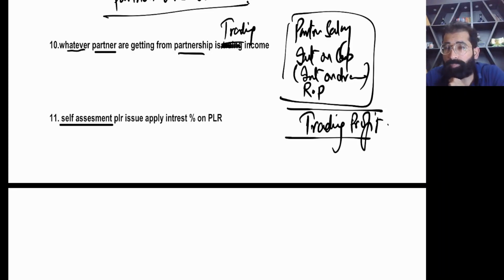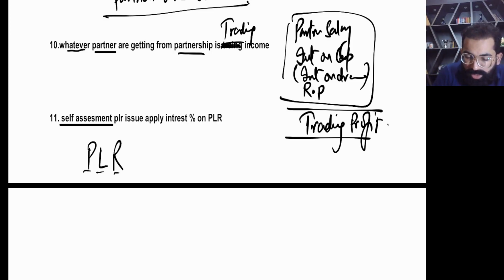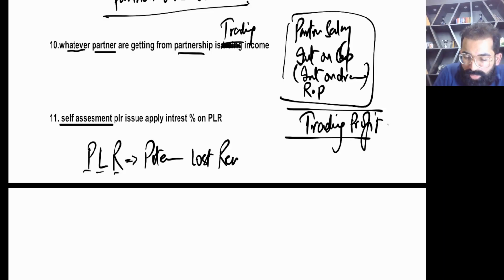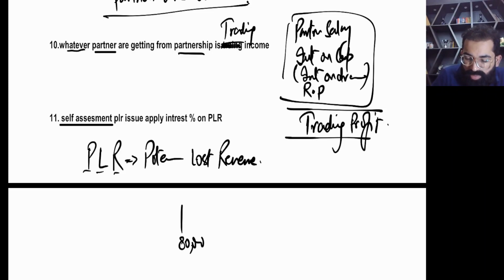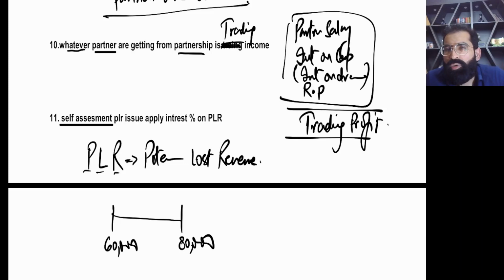Before calculating penalties, these are my famous dialogues. I always say, first calculate how much tax you have stolen, and that is called PLR, potential lost revenue. This means how much tax you have eaten up, how much tax you stole from government, and then on that tax amount you need to apply the percentage. For example, my real income was 80,000, but I disclosed only 60,000 to government.